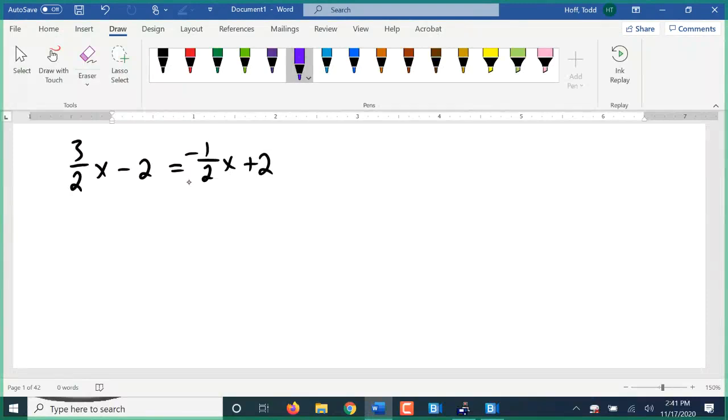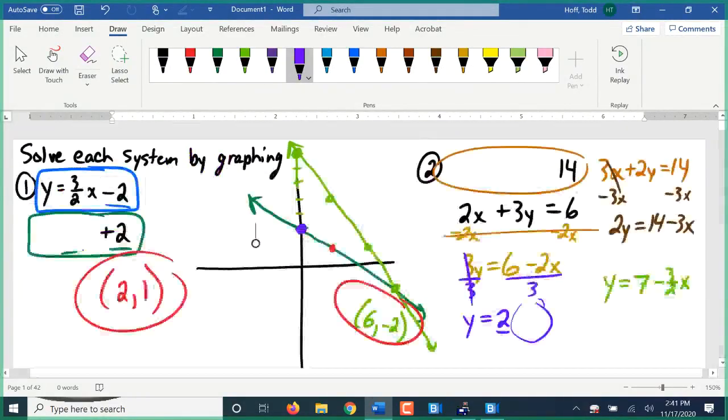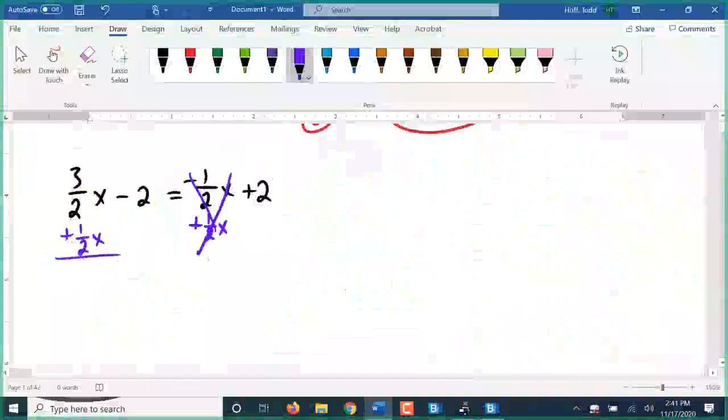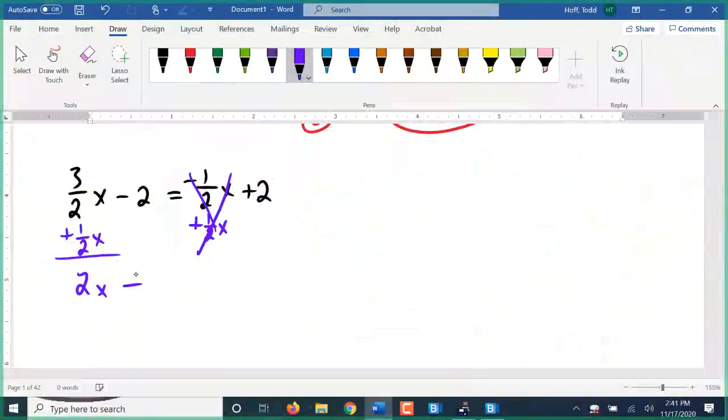Negative 1/2 is the smaller one, so I'm going to add 1/2 to get rid of a negative 1/2. So I add 1/2 x to the other side as well. It has to be added to the 3/2 x. Now 3/2 plus 1/2 is 4/2, or just a 2x. So we have 2x minus 2 equals positive 2.